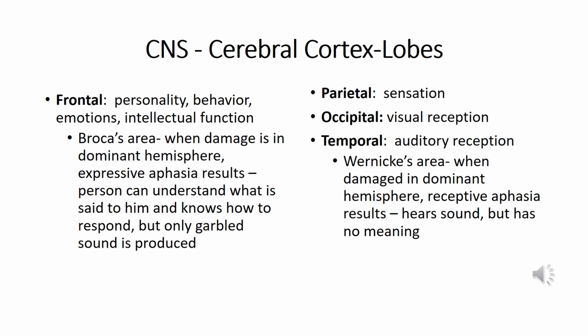Next, we have the parietal lobe, which is responsible for sensation. The occipital lobe, which is responsible for visual reception. And then we have the temporal lobe, which involves the auditory reception. And then in this lobe, we have an area called the Wernicke's area. And when this area is damaged, patients may present with receptive aphasia, where they hear sound, but it has no meaning.